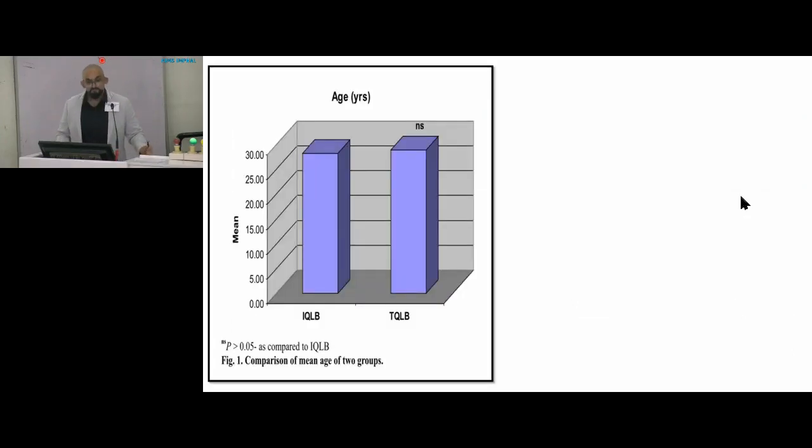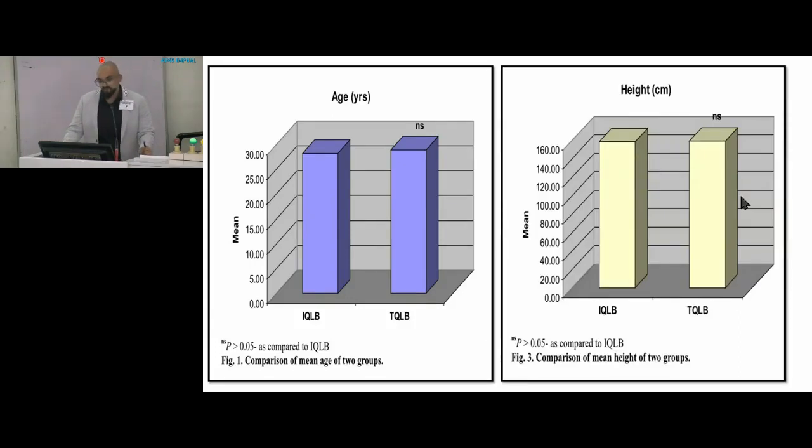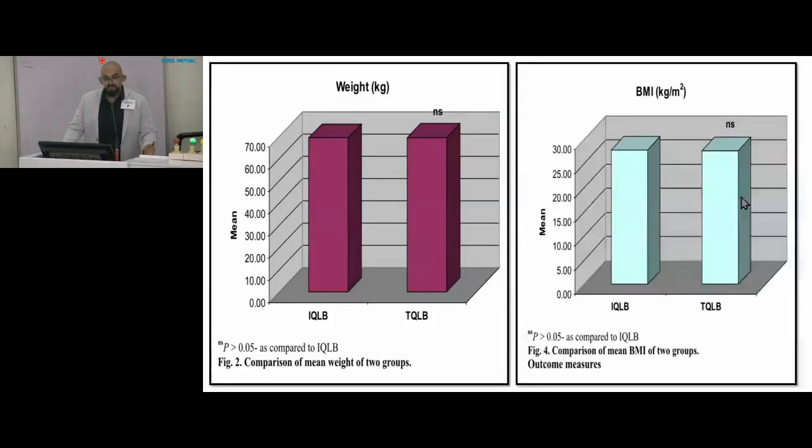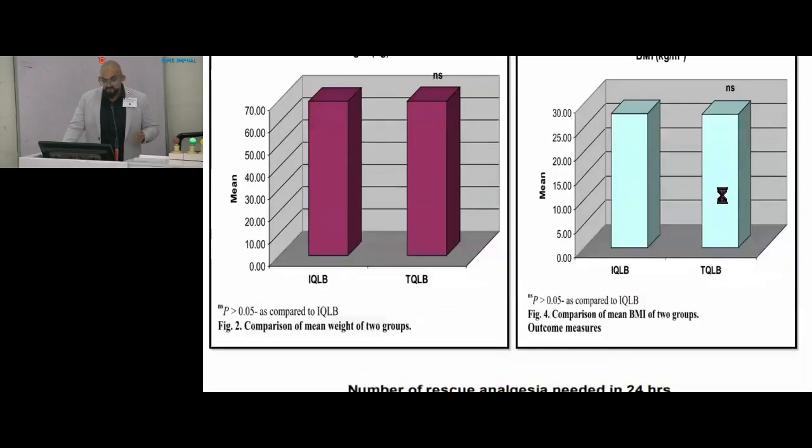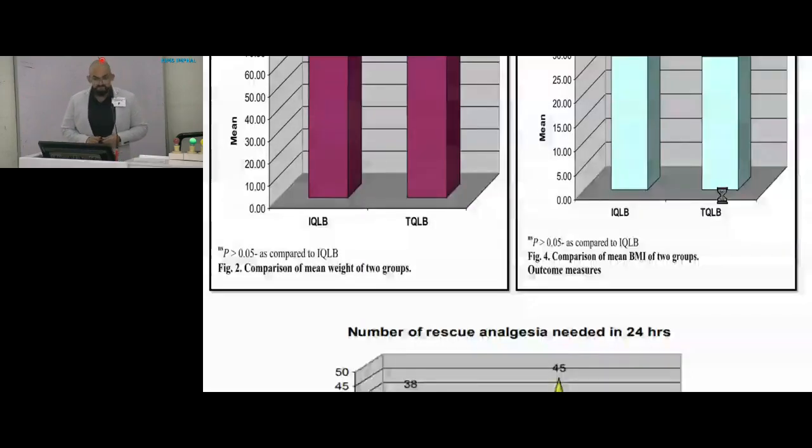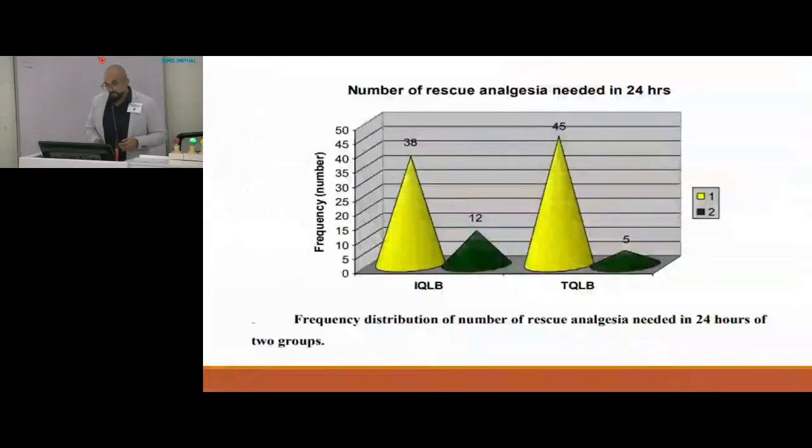Results and analysis. Both groups of patients were comparable in terms of age, height, weight, and BMI, and hence it won't affect the outcome of the study. Number of rescue analgesia needed in 24 hours: in the intramuscular quadratus lumborum block group, 12 patients required 2 doses of rescue analgesia, whereas in the transmuscular group, only 5 patients required double doses of rescue analgesia.